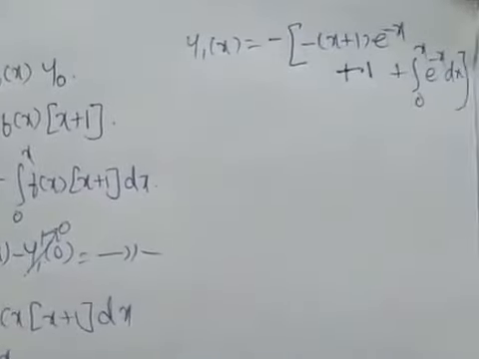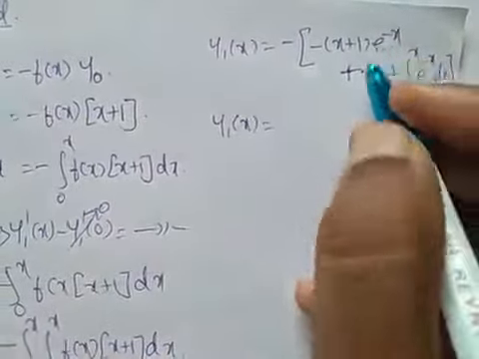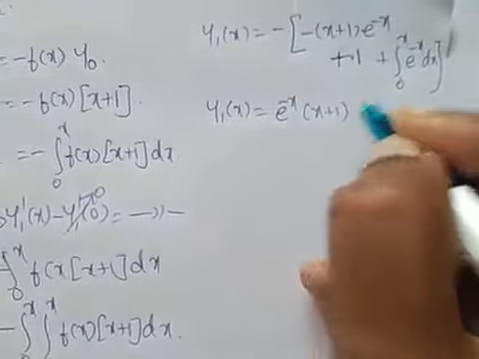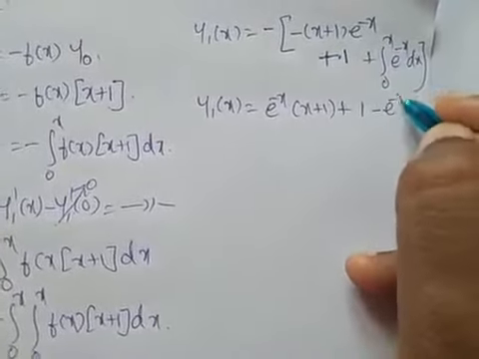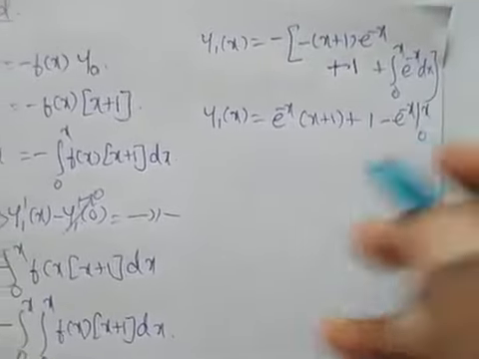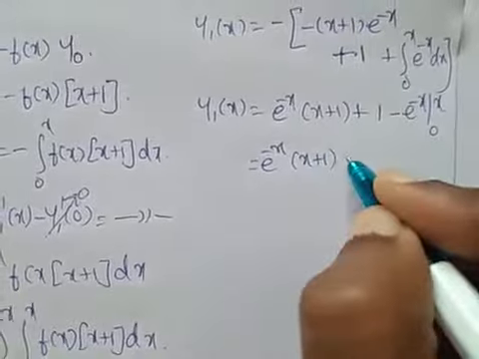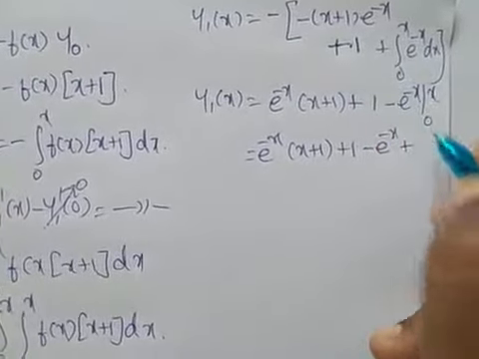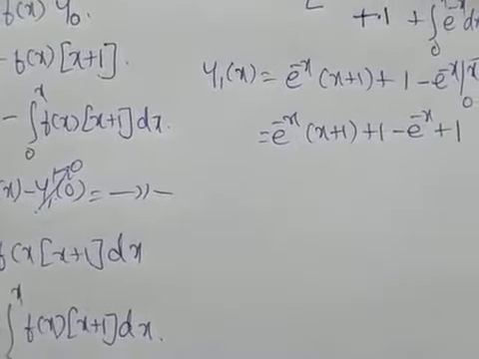Now we have to integrate this. So we have y1 dash of x is equal to e power minus x, x plus 1, integration of e power minus x is e power minus x by minus 1. So we have e power minus x into (x plus 1) minus e power minus x plus e power 0 is 1. So this is our y1 dash solution.